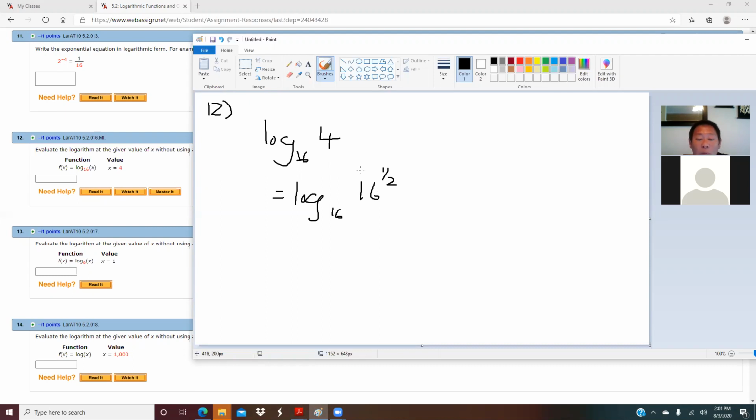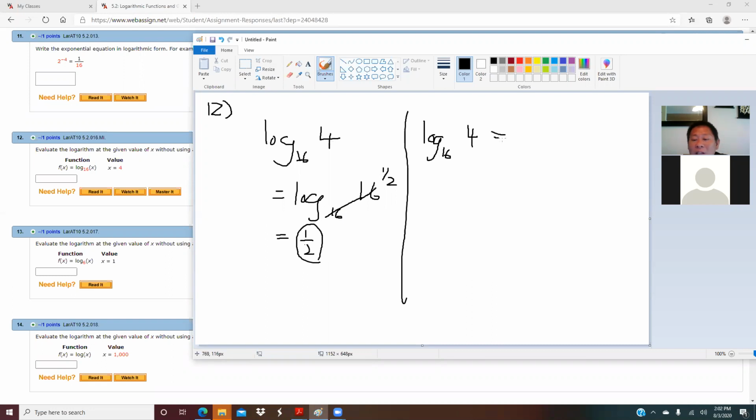Okay, so square root of 16 will give us 4. And because the base is the same, this is 1/2. So this is one way to do it, which is difficult. Another way, which is an easy way, I'm going to show you, is log base 16 of 4.